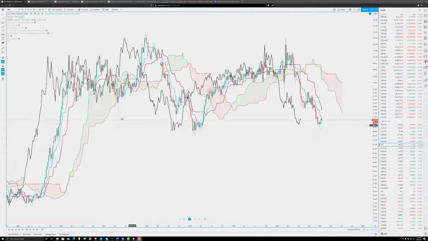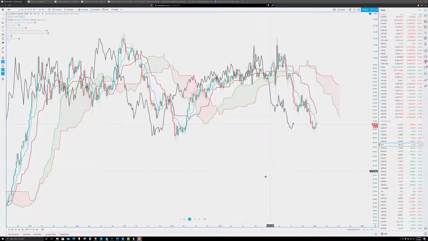I want to spend a little bit here looking at the dollar index as an indicator of whether or not we're going to see the dollar collapse further, or whether we're going to see, well, I guess the inverse of that.